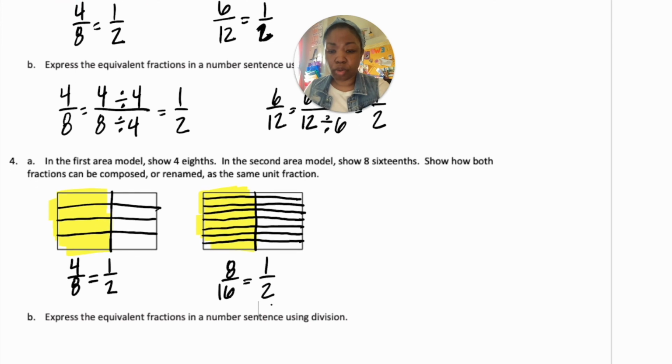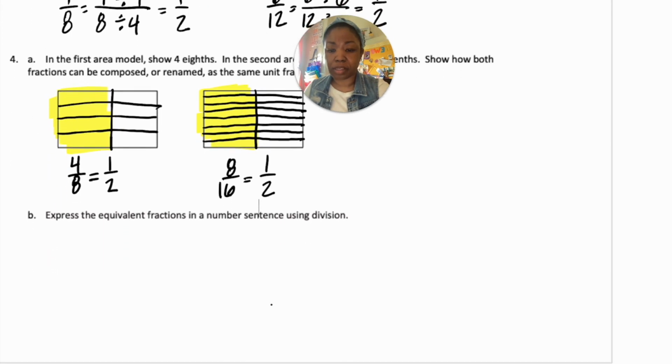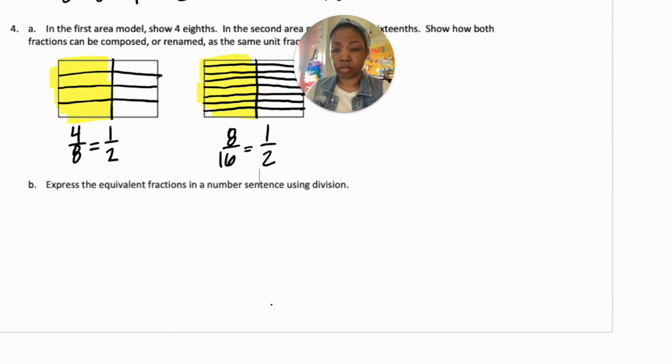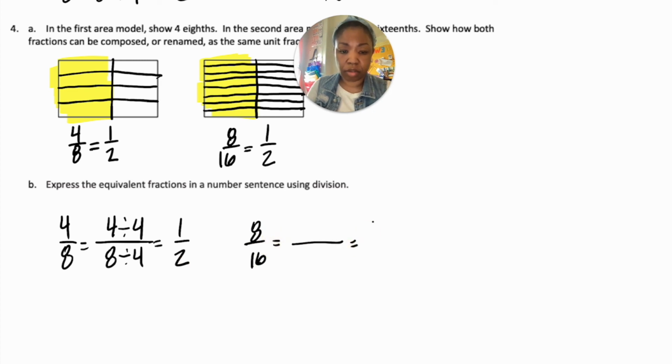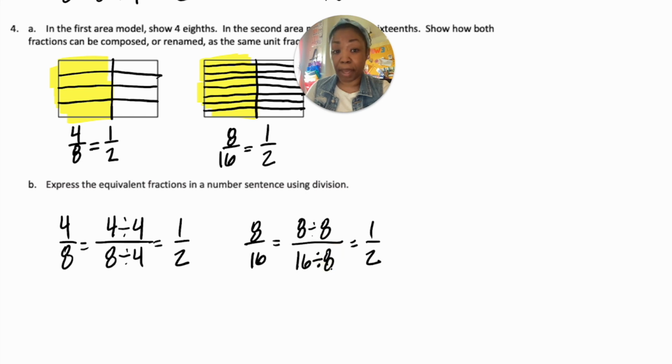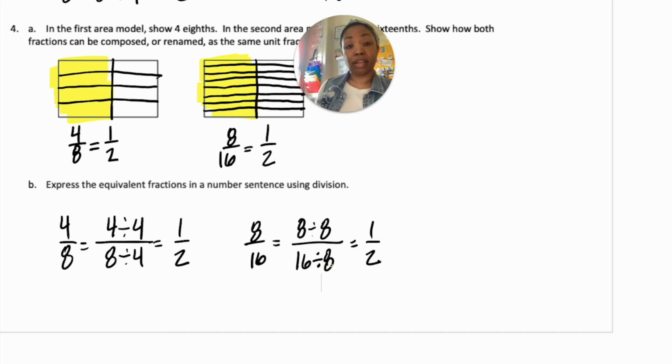Then they want us to express this using division. 4/8. That's 4 divided by 4 because I made groups of 4. That's 8 divided by 4 because I made groups of 4 equals 1/2. And then for 8/16, 8 divided by 8 because I made groups of 8. And then 16 divided by 8 because I made groups of 8, that equals 2. So 8/16 equals 1/2. All right, that does it for the homework for lesson 9 in module 5.